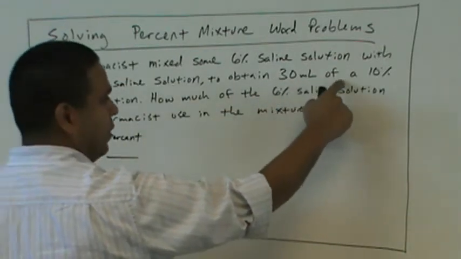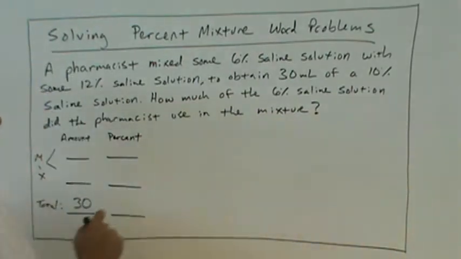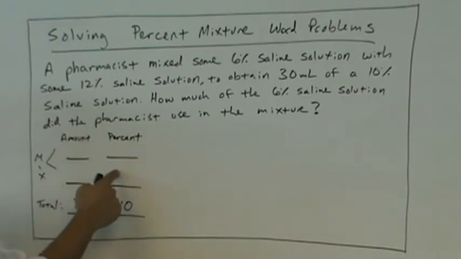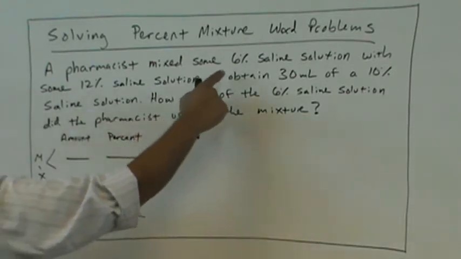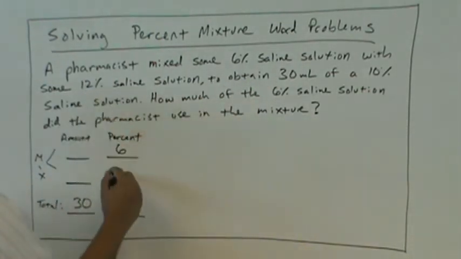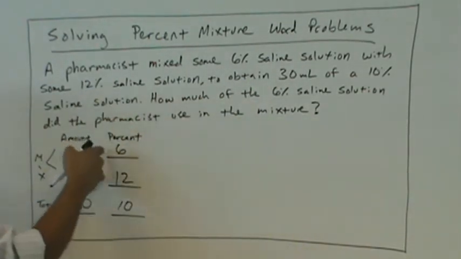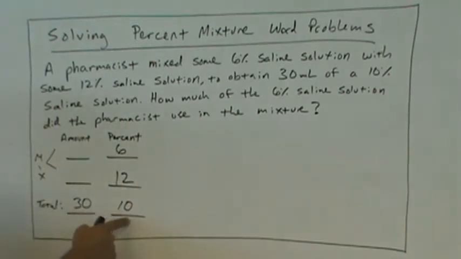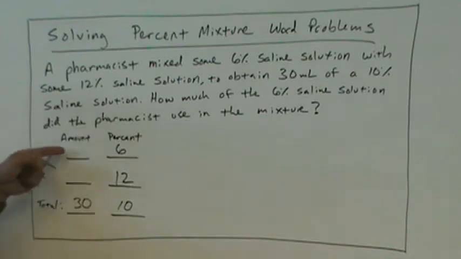That's 30 milliliters, that's an amount. 30 milliliters of what? 10%. Here's the column with percent, and that's the total. We put the 10 in there. So 30 milliliters of 10%. And what did he mix together? 6% and 12%. So we mix those 2 together, and we ended up with 30 milliliters of 10%. Right? Now we don't know how much of each one of these was used.